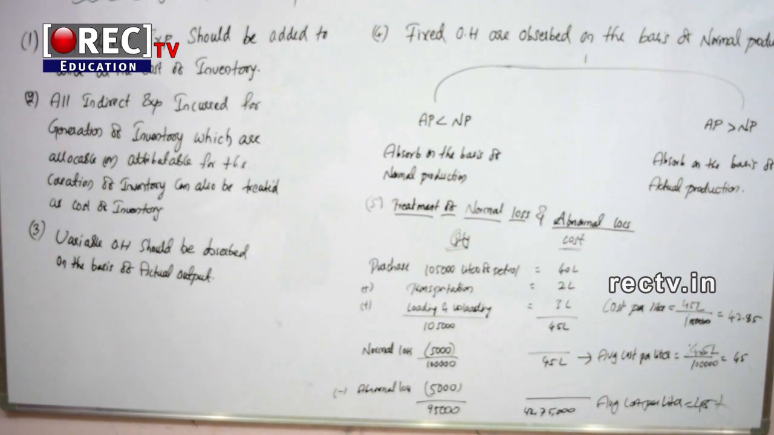And what will be the treatment of storage cost? Storage cost will generally not be considered as a part of the cost of inventory unless storage is an integral process to general or inventory. And what is the treatment of administration overheads? These are the additional points. Administration overheads generally will not be considered as a part of the cost of inventory, and selling and distribution cost will also not form part of the inventory. So overheads like administration overheads and selling and distribution overheads do not form part of the cost of the inventory.